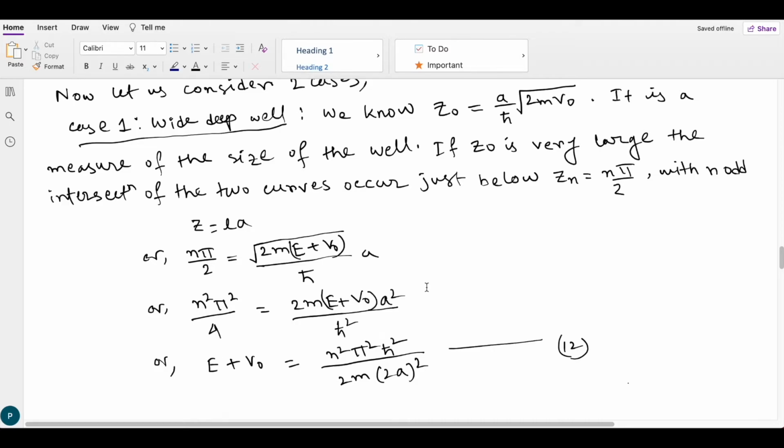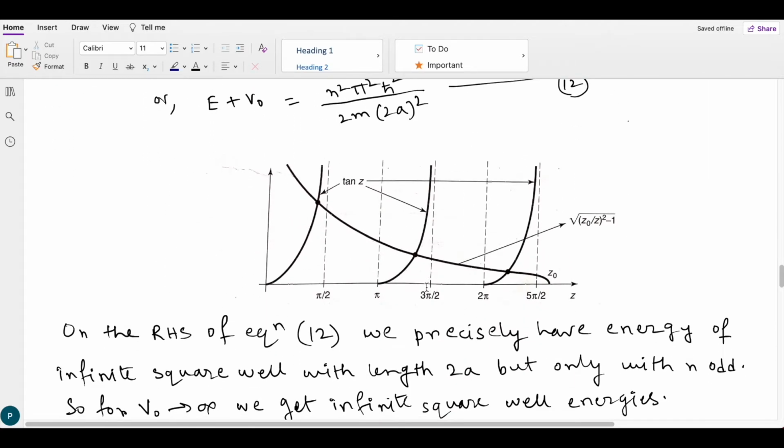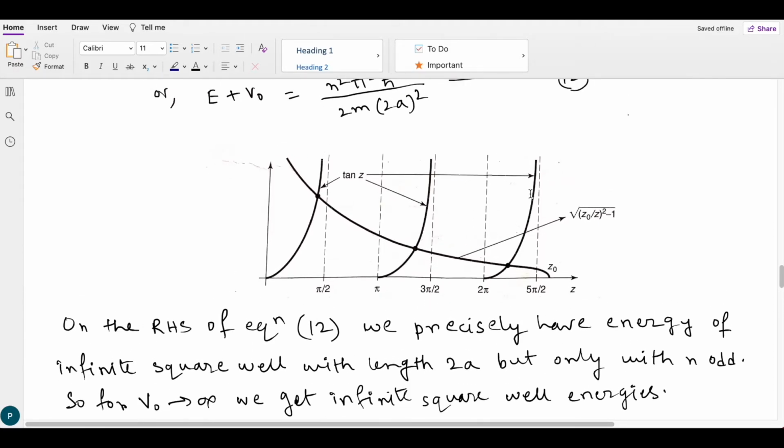The first case is wide and deep well. We know z naught equals a by h cut root over 2m V naught. It is a measure of the size of the well. If z naught is very large, the intersection of two curves occurs just below z n equals n pi by 2. Let me show you the graph. We can see that the intersection is occurring just before n pi by 2, just before it.